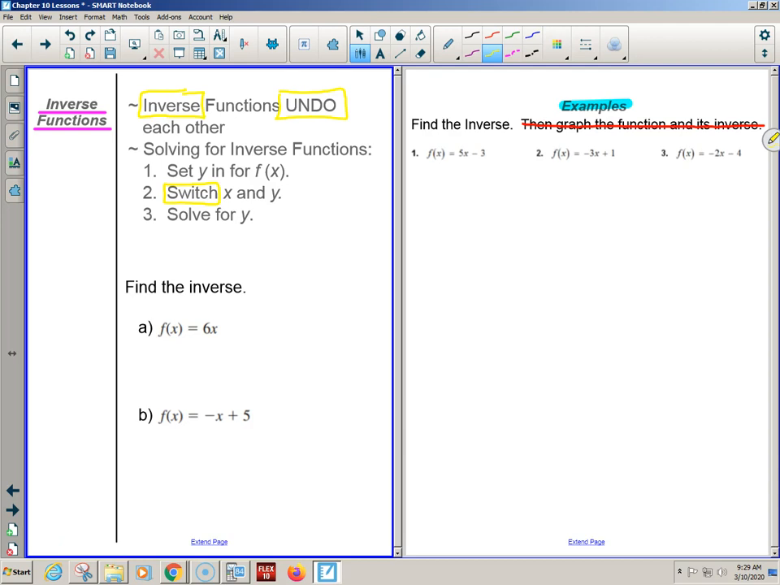Caleb, do we box them all? Inverse, undo, and switch. It's written in your paper, 10.4b, the second side, which is what we're going over today. All right, here we go.